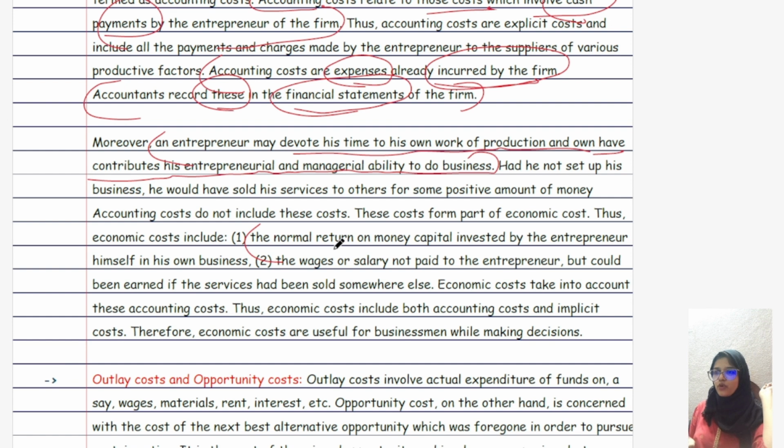It is the normal return on money capital invested by the entrepreneur himself in his own business, or the wages or salary not paid to the entrepreneur but could be earned if the services had been sold somewhere else. Rather than him working on his business, if he went and joined a huge company, he would get a salary for that. But no, he's putting his time and efforts into this, and that is nothing but economic cost, which cannot be recorded in the books of accounts. Okay?